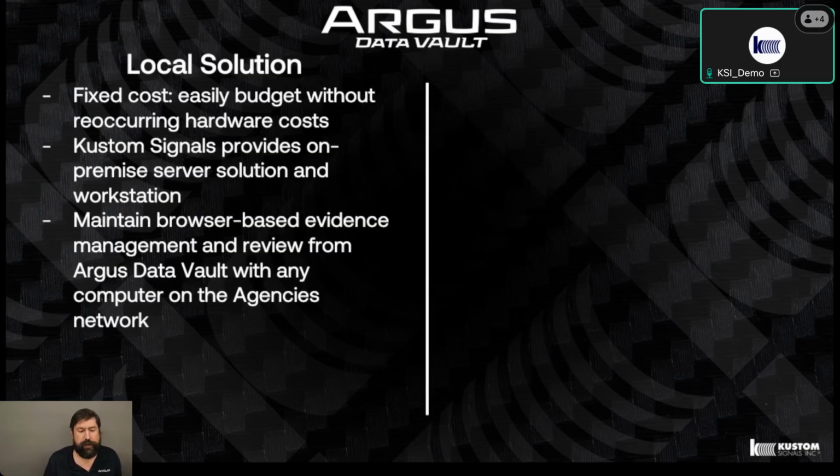The way this works is we set it up on a local network. So we have our local option and we connect it to your network. Any computer connected to that network can open up the browser of their choice, put in the Argus Data Vault address, and from there access Argus Data Vault.